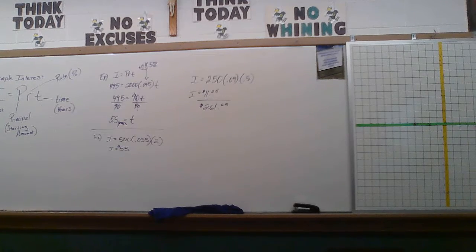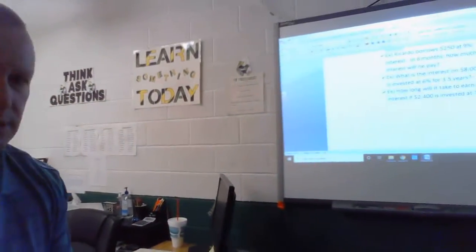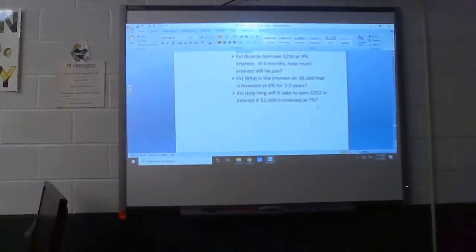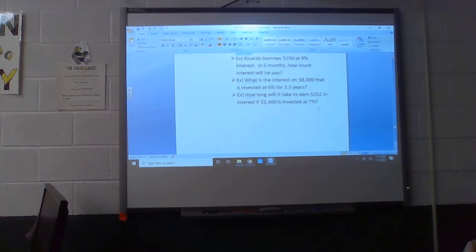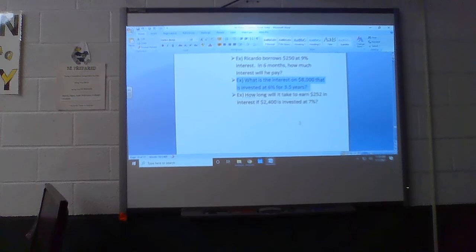Okay, so look up here. The last one or the one above it? I don't care which one. One above it? So what is the interest on $8,000 that is invested at 6% for 3.5 years? So we're doing that one right there. Try to set it up on your paper. That's a lot of money. That's a lot of money.